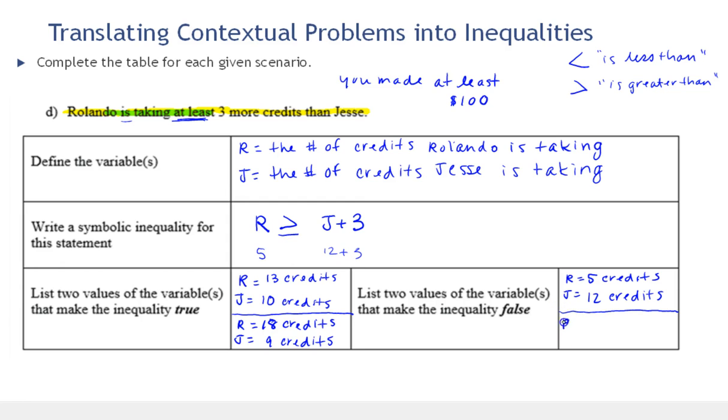Okay. Another example that would not be true is if, let's say, Jesse is taking 10 credits, and Rolando is just taking 1 more, say 11 credits. That's not at least 3 more than Jesse. So that's another example that would make this not true. So we have one more example, and we'll do that in the next video.